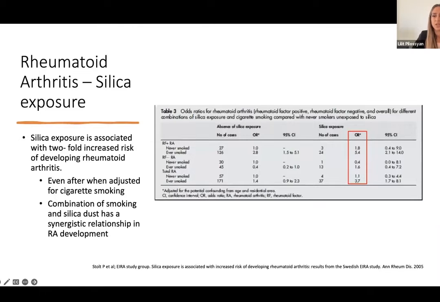So here is just a demonstration. This table demonstrates how silica exposure increases your risk for developing rheumatoid arthritis, and not only that, but also how there's a synergistic effect with smoking and silica exposure. This table shows the group with no silica exposure compared to the group with silica exposure. In people with rheumatoid factor positive RA who haven't smoked but have silica exposure, there's a 1.8, so about 2 times, odds ratio of developing rheumatoid arthritis. However, for those who have silica exposure and have smoked, the odds ratio goes up to 5.4, which illustrates that silica exposure alone increases your risk for developing rheumatoid arthritis. However, both smoking and exposure to silica have a synergistic effect and make your likelihood higher.